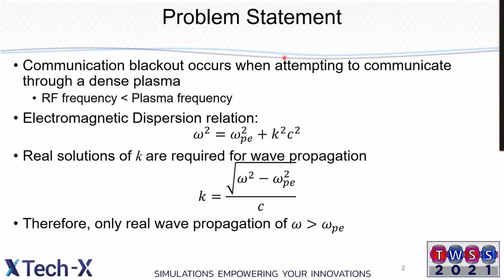the electromagnetic dispersion in an unmagnetized plasma is given by this equation here. If we simply solve for the wave vector k, it's pretty easy to see that in order to get real solutions, that is, in order for the wave to propagate through the plasma, the electromagnetic wave has to have a frequency greater than the plasma frequency.